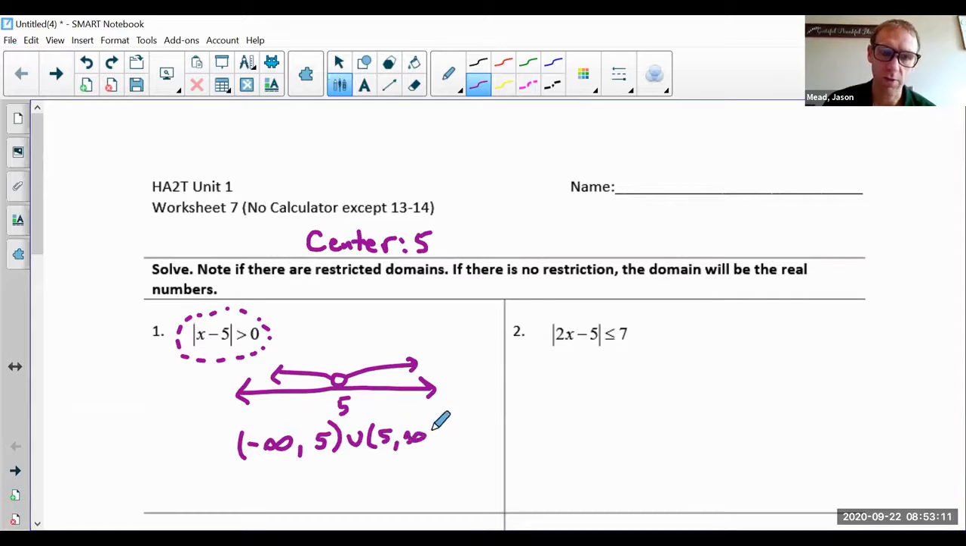So I have weird cases like that. But generally speaking, yes, if you have an inequality with an absolute value greater than a negative number, you will have all real numbers. Absolute value less than a negative, no solution.